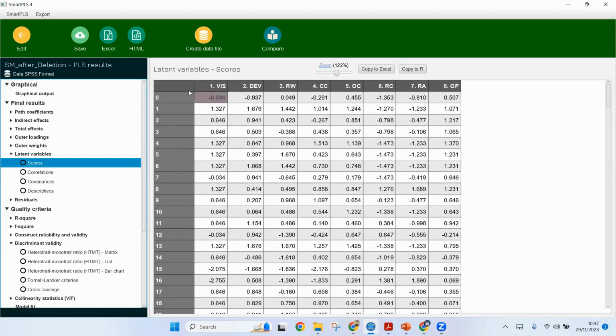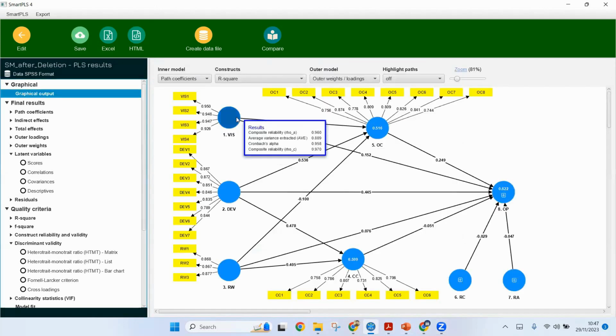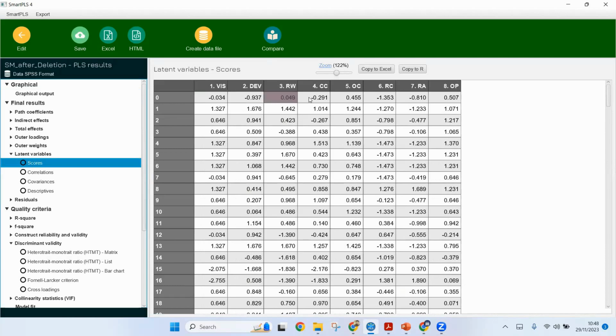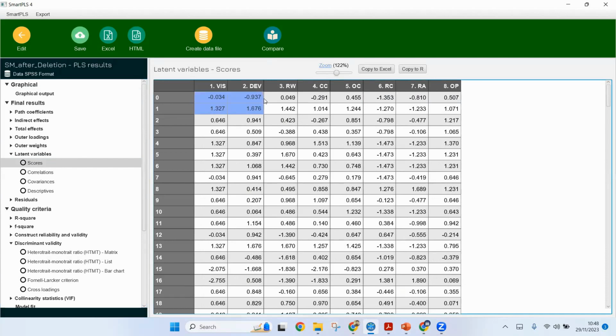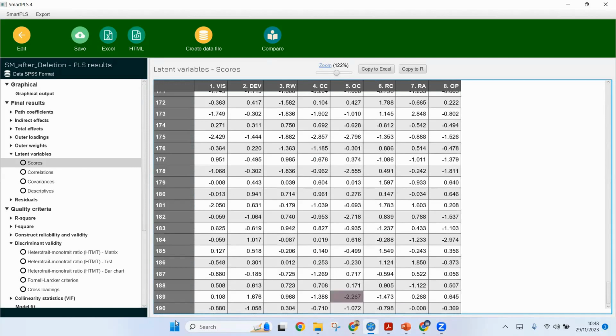So for each response, Smart PLS creates a score, a composite score for each of the variables in your study, or each of the constructs in your study. So for each respondent, the composite score for vision, development, reward, OC, CC, RA, RC is calculated. And where is it? Here it is. Similarly, for respondent number 2, 3, 4, 5, 6, up until the last respondent in the study.